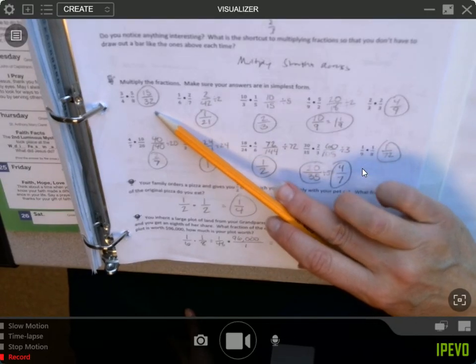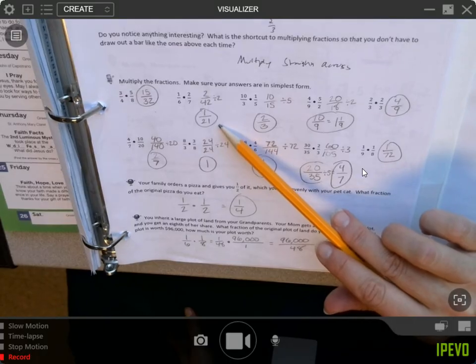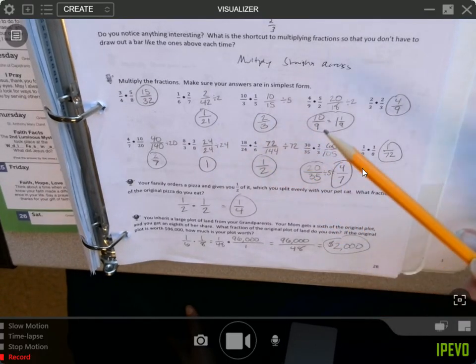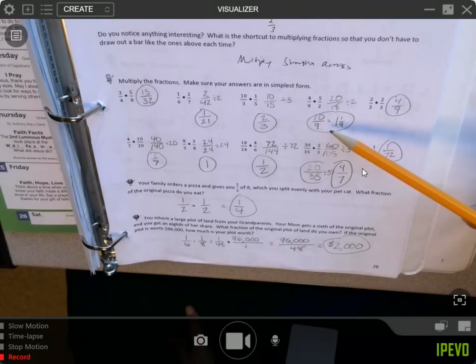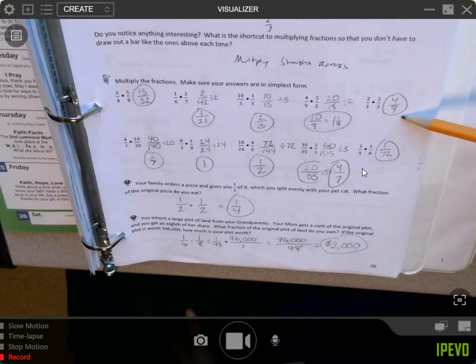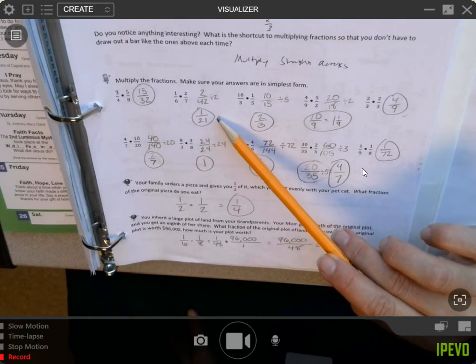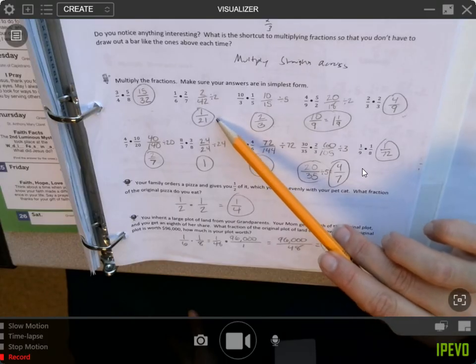So the first row is 15 over 32, 1 over 21, 2 over 3, 10 over 9, or if you change it into a mixed number, it would be 1 and 1 over 9, and then 4 over 9. Any questions on that first row? Remember, if you did not simplify, if it is not that final answer that I circled on the test, it will be wrong. We have to remember to simplify when we can.